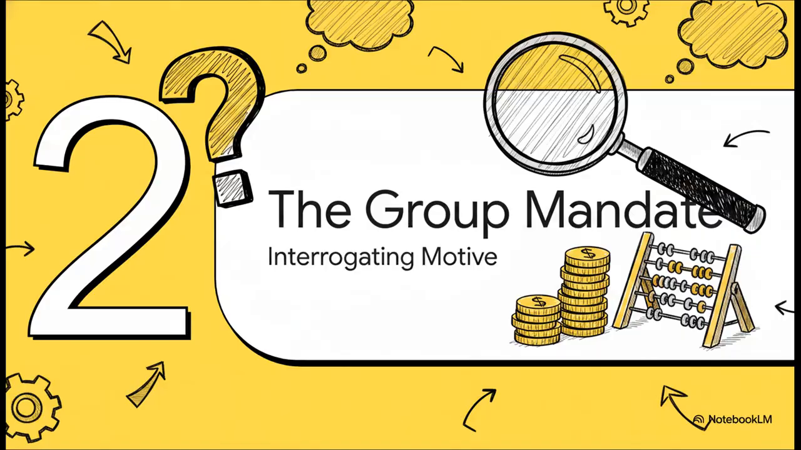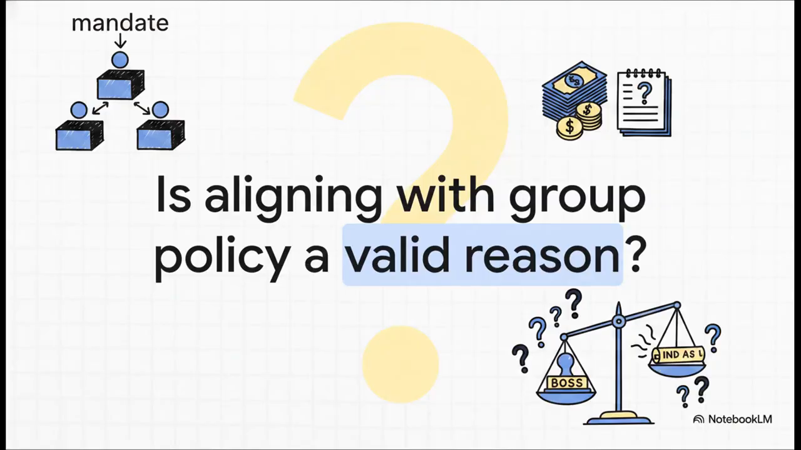Section 2. The group mandate. Interrogating the motive. If you're an auditor or sitting in a finance team, you know exactly how tricky these group mandates can be. A parent company almost always wants uniformity across all its subsidiaries. But we really have to ask ourselves, does mere alignment hold up under the rigorous scrutiny of Indian accounting standards? Is because the parent company said so actually a valid accounting reason?